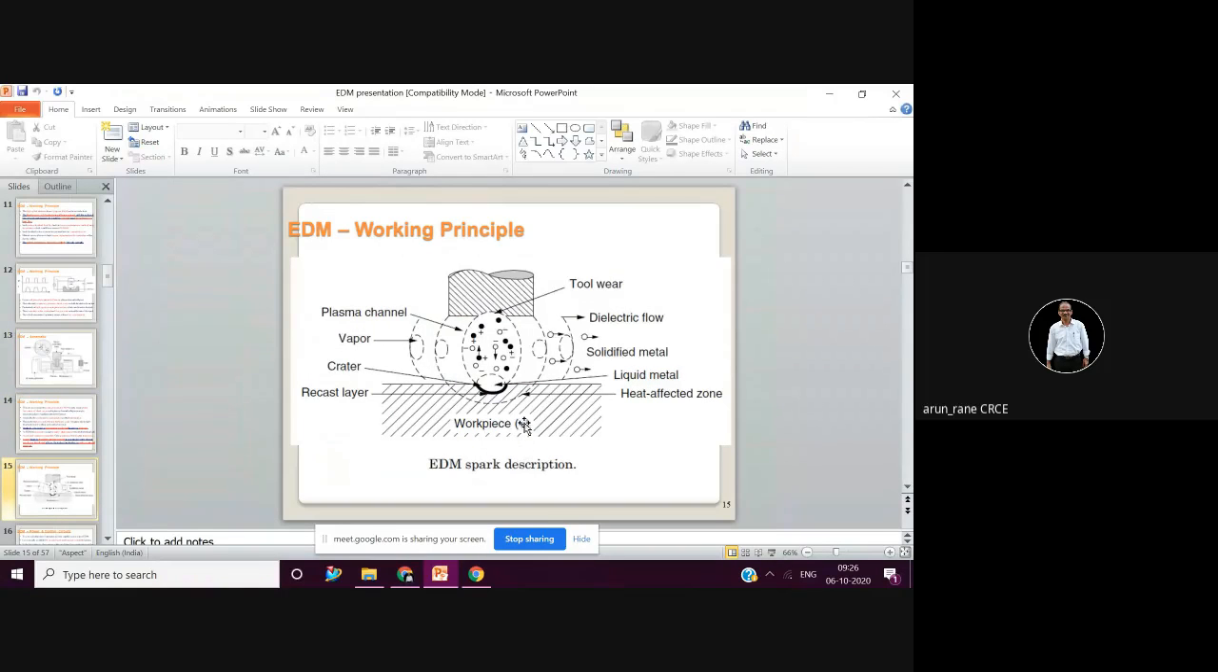So if you wish, you can draw this diagram. Same thing: electrons which are carrying negative charge are attracted to the workpiece, and positive ions move towards the tool. But you have to show the wear on the electrode as well as on the workpiece, and you have to show that more wear is happening on the workpiece and less wear is happening on the tool. So that care you have to take.